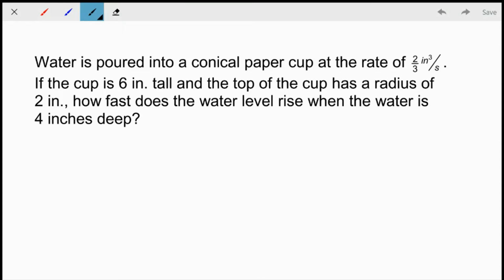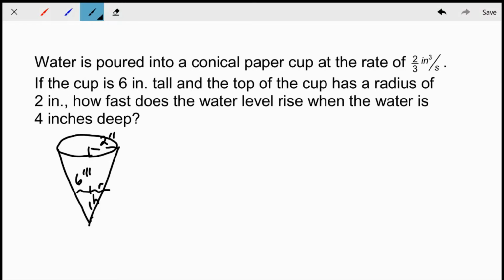Okay, so the first thing I want to do here is I actually want to get a decent diagram to work off of. So we're working off of a conical paper cup, and we were given some information about this cup. So we had a radius up here of 2 inches. We have a height of 6 inches. And we've got our water somewhere in here, right? So for the water, depending on where I am, I'm going to have a radius and I'm going to have a height.